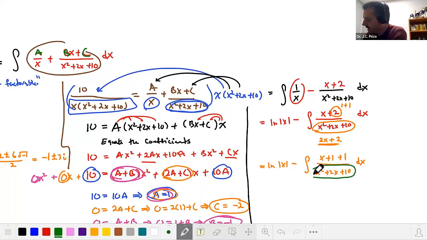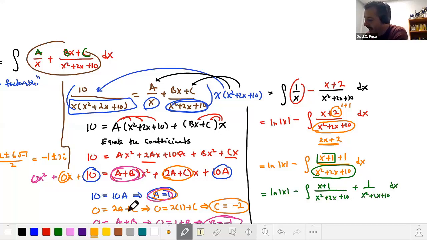So here's the function, and here's almost its derivative. I'm off by a little piece. And so what I can do now is separate these two pieces so that I have x plus 1 over x squared plus 2x plus 10, and then plus a 1 over x squared plus 2x plus 10 dx. And I claim I can integrate this.